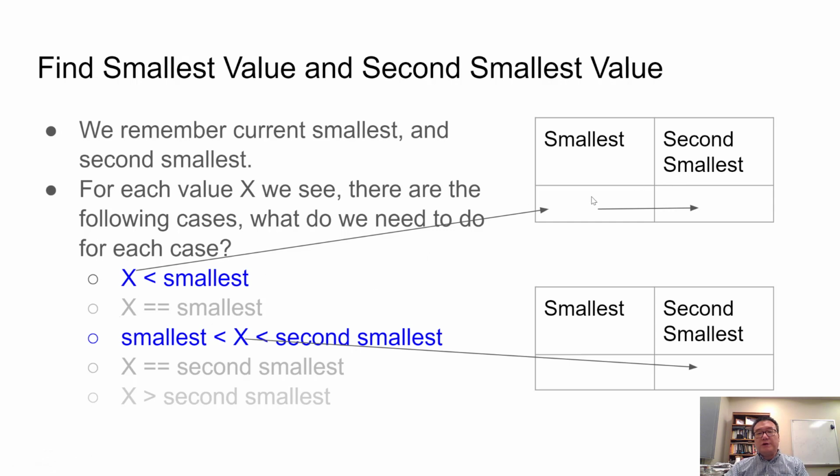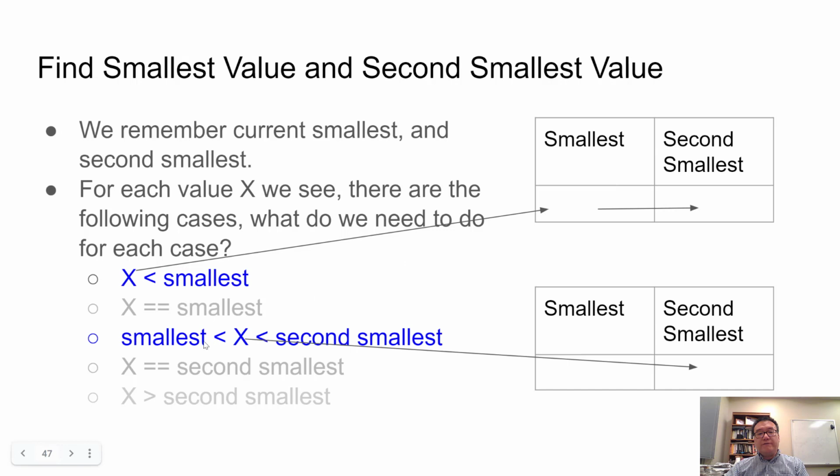When x is equal to smallest, for this particular question, we don't need to do anything, because that just means this value appears again. That's not very interesting for us. What we want to maintain is the smallest value and the second smallest value. So it doesn't change that.